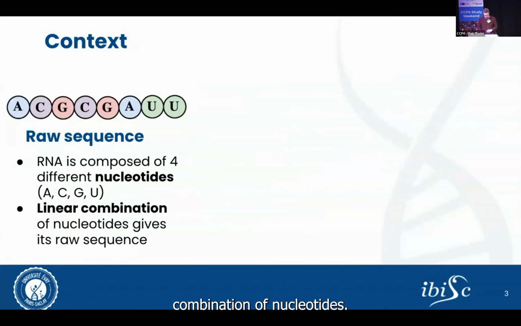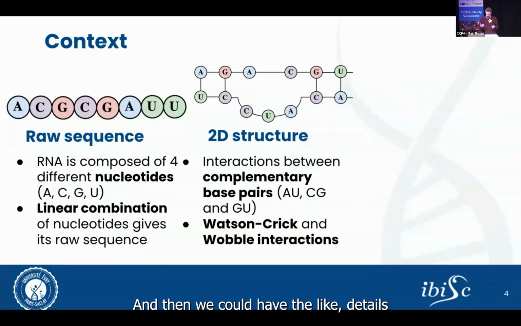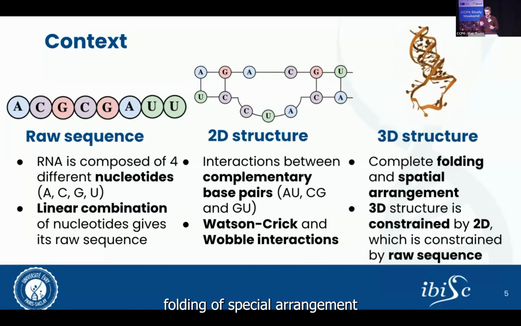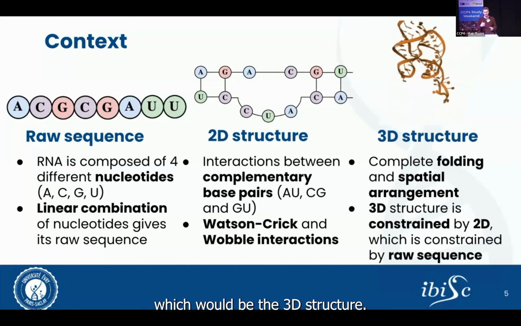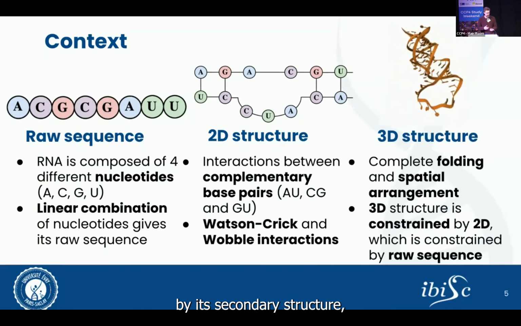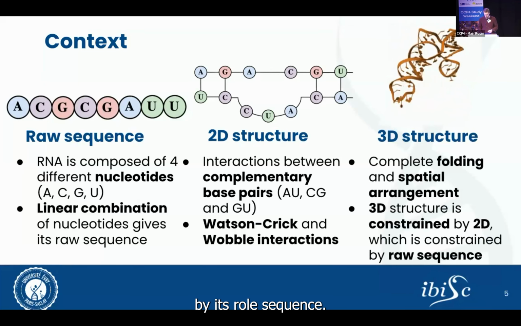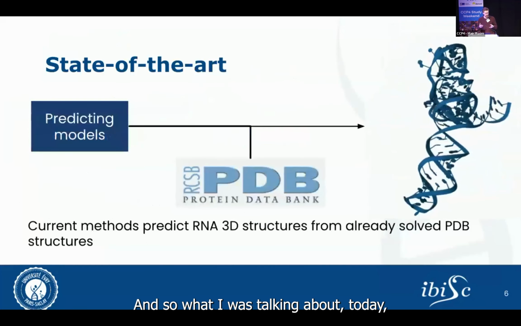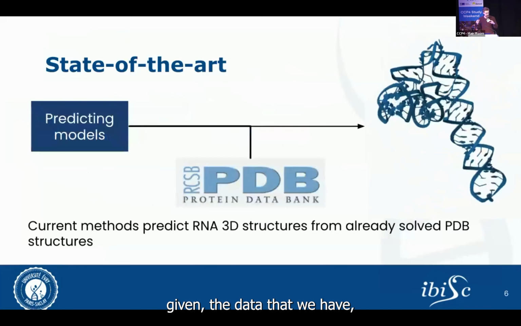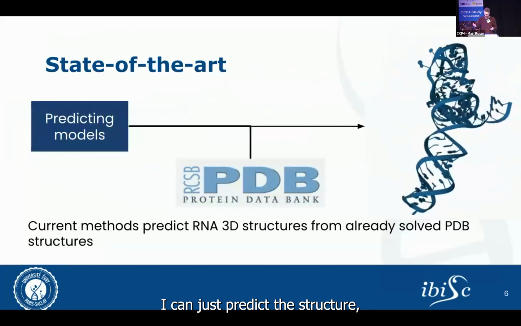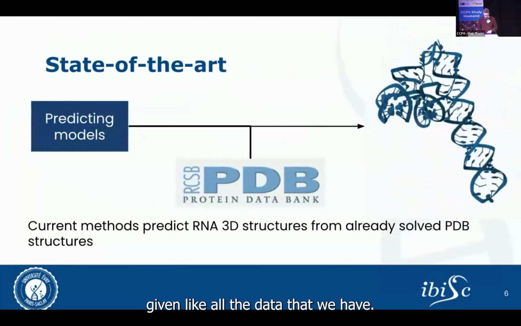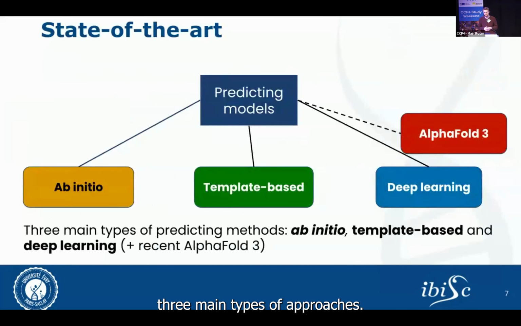At first, we can have a description of RNA with just the raw sequence, a linear combination of nucleotides. Then we could have details about some complementary base pairing, which is considered the secondary structure. And then we have the complete folding, the spatial arrangement of the atoms, which is the 3D structure. The 3D structure is constrained by its secondary structure, which is also constrained by its raw sequence. What I will be talking about today is, given the PDB data that we have, what are the kinds of models that can predict the structure given all the data that we have.